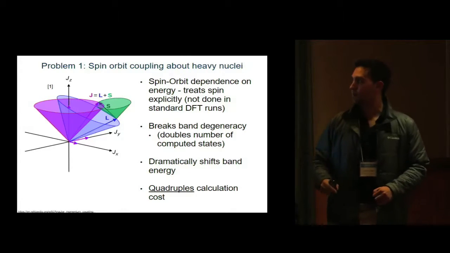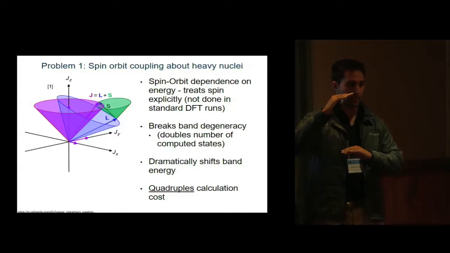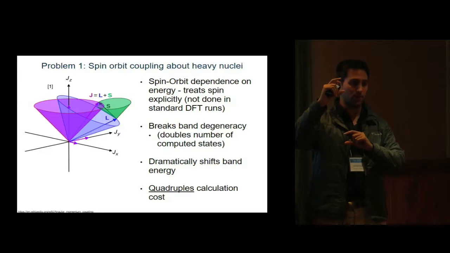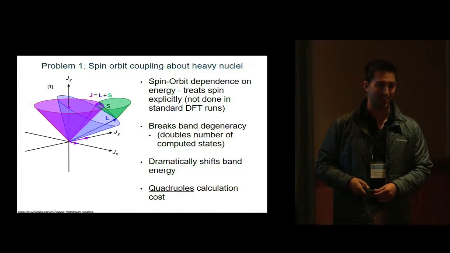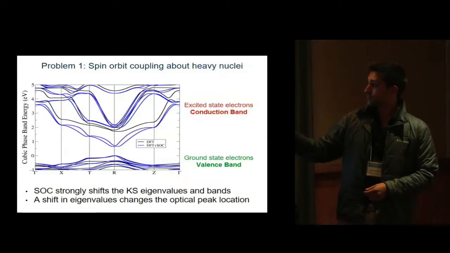Interestingly enough, imagine you have two bands. You have one optical excitation. When you split each of those, you have four bands. You have four optical excitations. So it quadruples the cost of the calculation.